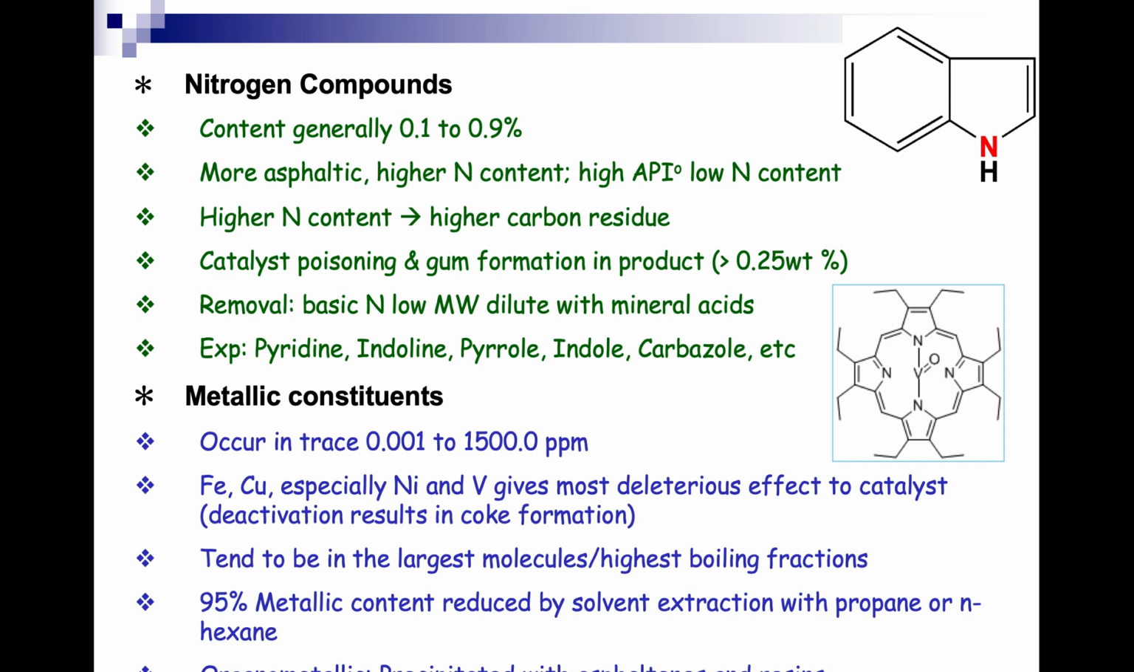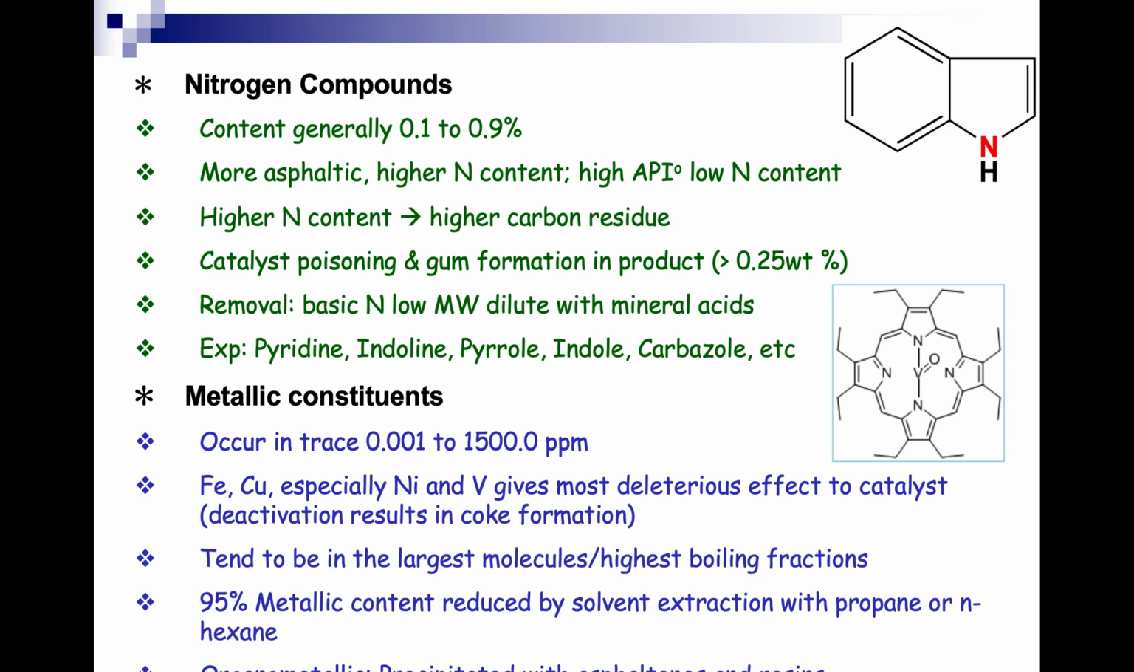Okay, next one we have nitrogen compounds. Content is generally 0.1 to 0.9 percent. This compound is more asphaltic with higher N content and high API, but with low nitrogen content. Higher nitrogen content means it has higher carbon residue, and it is catalyst poisoning with gum formation in the product, for percentages higher than 0.25 weight percent. So basically for the removal, nitrogen bases are chlorinated or diluted with mineral acid, and examples of nitrogen compounds are pyridine, indoline, pyrrole, indole, and carbazole, etc.